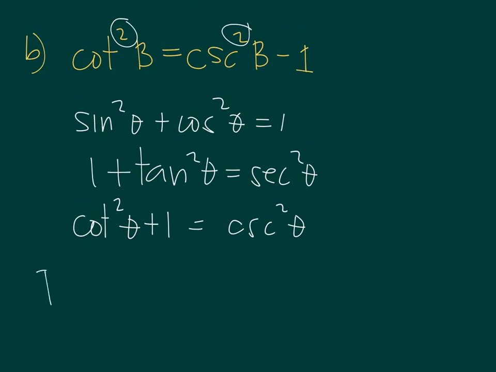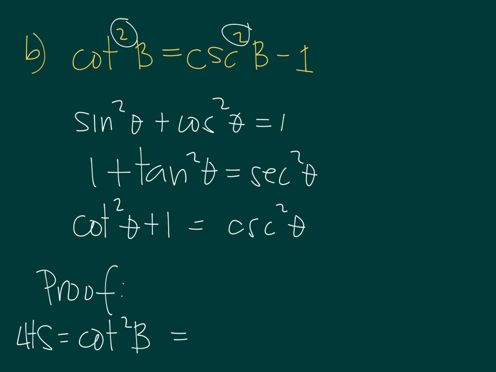So let's start the proof. Left hand side. You can actually do both. Let's start with cotangent squared B on the left hand side. What can you do with cotangent squared? Convert it to cosecant squared minus 1.